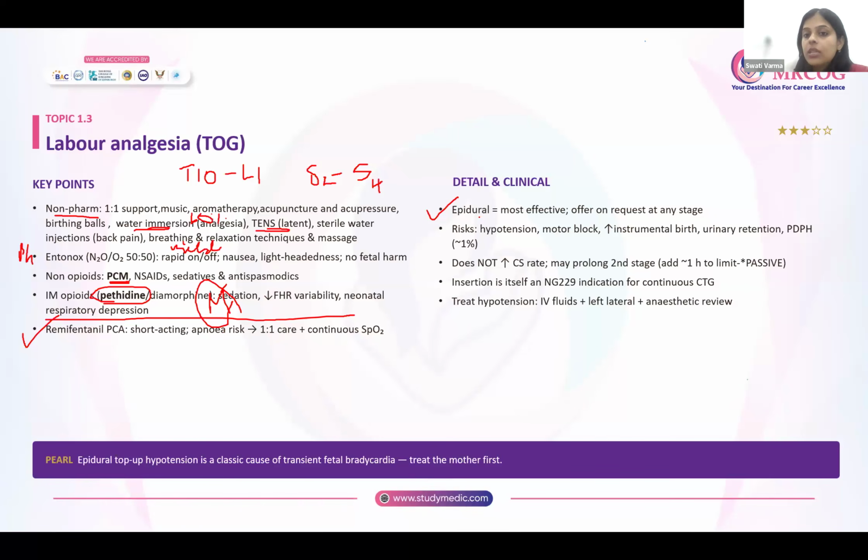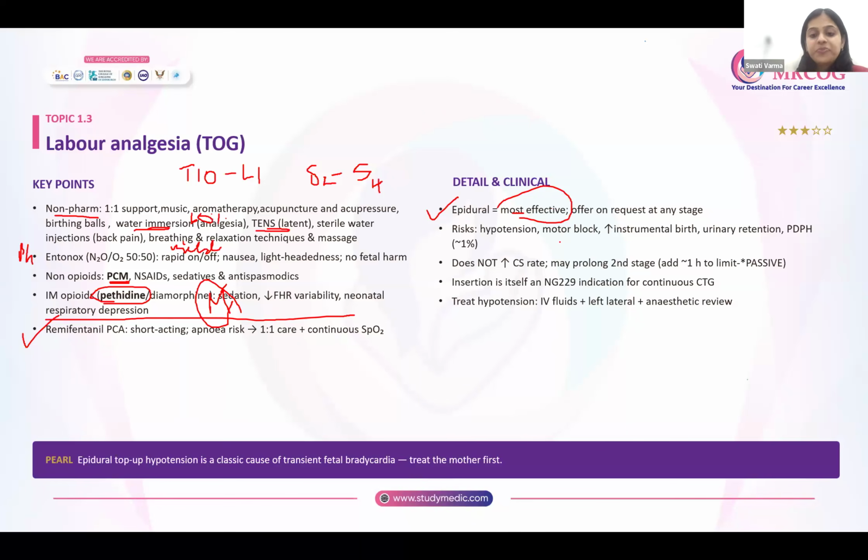Coming to epidural, epidural is designated as the most effective analgesia of choice in any situation. In most situations, including asthma and cardiac disease, epidural is the most effective and it should be offered on request at any stage. Especially when we are initiating oxytocin or inducing, we should always offer epidural. And suppose initially she refuses and later on she agrees, we should always be ready to offer epidural.